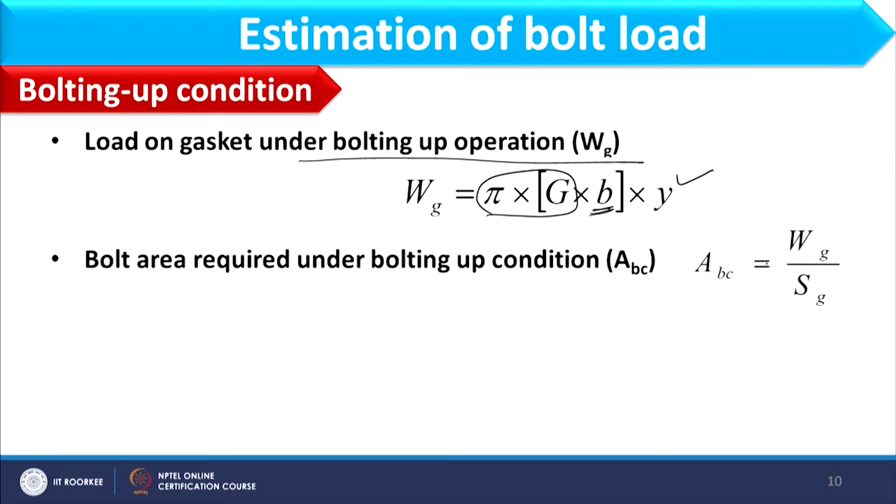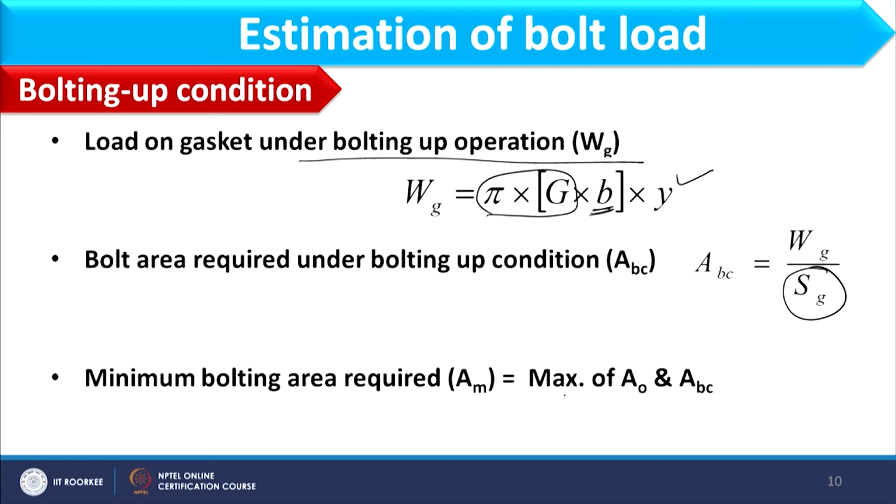Now, the bolting area we can find out as Abc, which is equal to Wg by Sg. Wg is the load at bolting up condition, and Sg is the allowable stress of the bolt material at atmospheric temperature. So the minimum bolting up area would be the maximum of these two, the maximum of Ao and Abc.